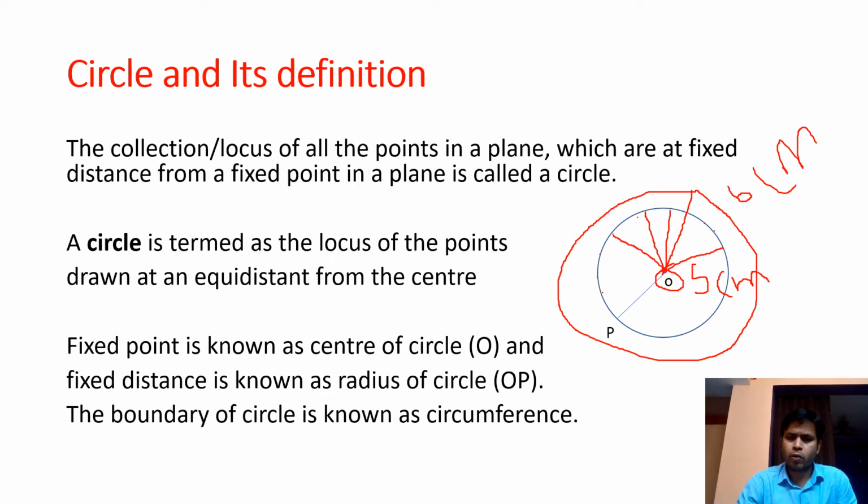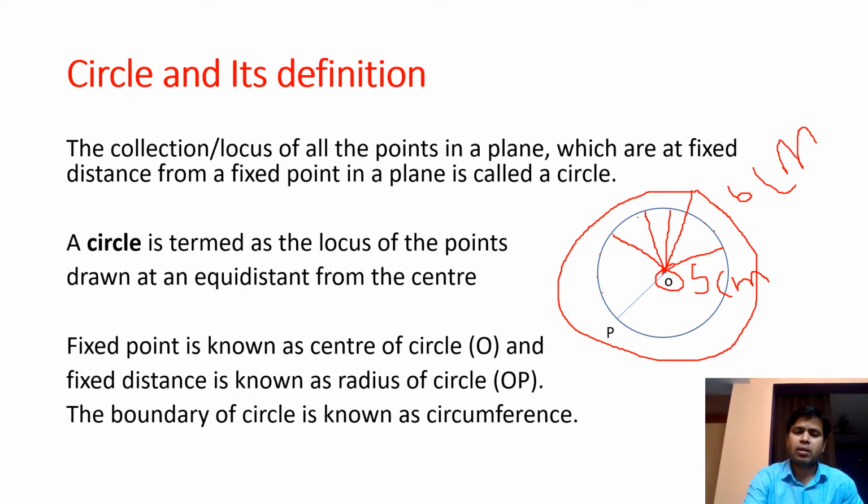Okay, the fixed point is known as the center of the circle, which is usually denoted by O, and the fixed distance from the point O to the boundary of the circle is known as the radius of the circle. Radius is used in two senses. One in the sense of a line, like here we have OP as a radius. So we can say OP is the radius. Also we can say OP is 5 centimeters. It comes both in measurement and in naming.